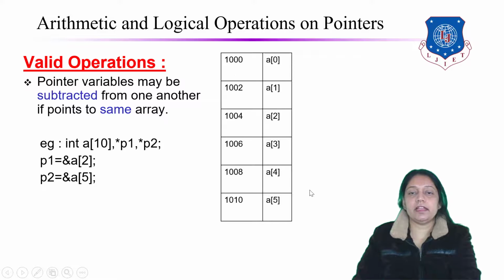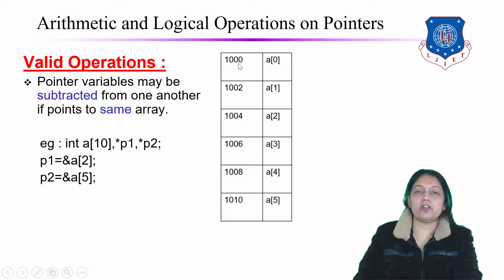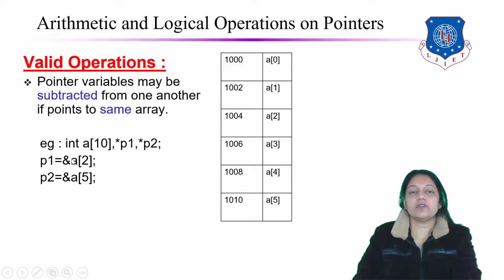Say this is a memory layout. I have 6 values inside the array whose index starts with 0, 1, 2, 3, 4 and so on. These are the memory addresses. It's an integer pointer, so A of 0 is stored at 1000, A of 1 is stored at 1002 and so on. So when I say P1 is address of A2, means P1 is pointing to A of 2. When I say P2 is equal to ampersand of A5, means P2 is pointing to A of 5.